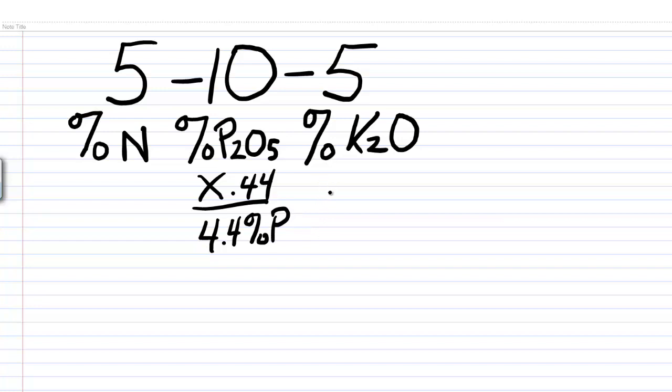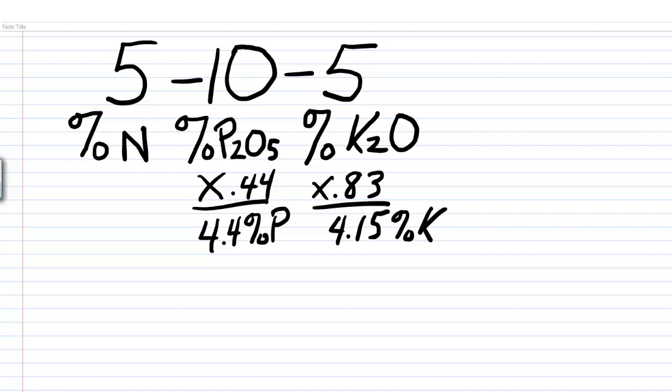And the constant for potash to convert to potassium is 0.83. So 5 times 0.83 is roughly 4.15%. Okay, so this fertilizer, 5-10-5, actually is 5% nitrogen, 4.4% phosphorus, and 4.15% potassium. These are calculations that you probably won't have to make, but do check your soil test recommendations, because sometimes they are provided in units of elemental phosphorus and elemental potassium.